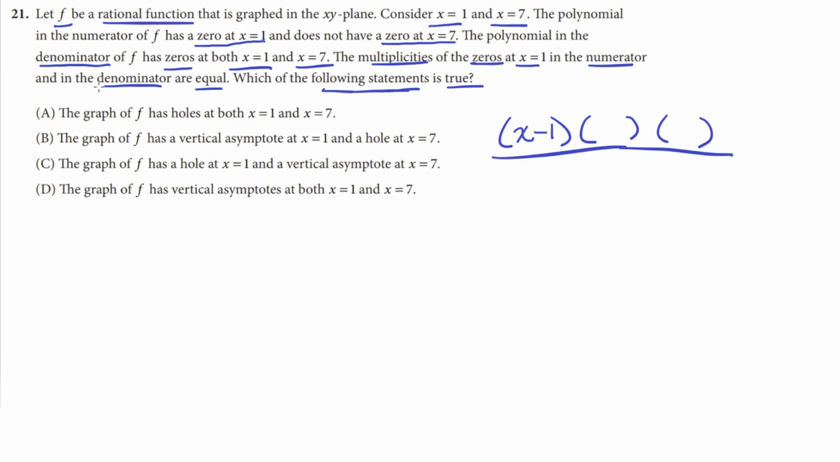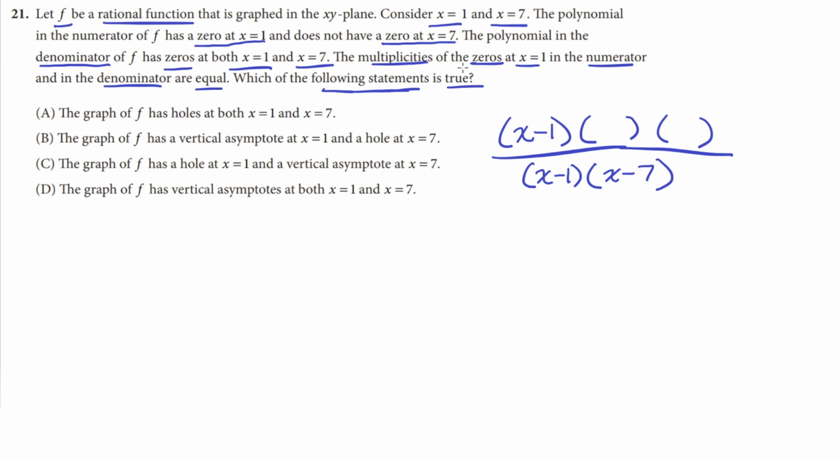Then we're told that the polynomial in the denominator has zeros at both x equals 1 and x equals 7. So this means that the denominator has an x minus 1 term and an x minus 7 term. Because if there are zeros in the denominator, that means that when we plug in x equals 1 or x equals 7, the denominator will be 0. And that only happens if we have an x minus 1 and x minus 7 term, because 1 minus 1 is 0, and if x is 7, 7 minus 7 is 0.